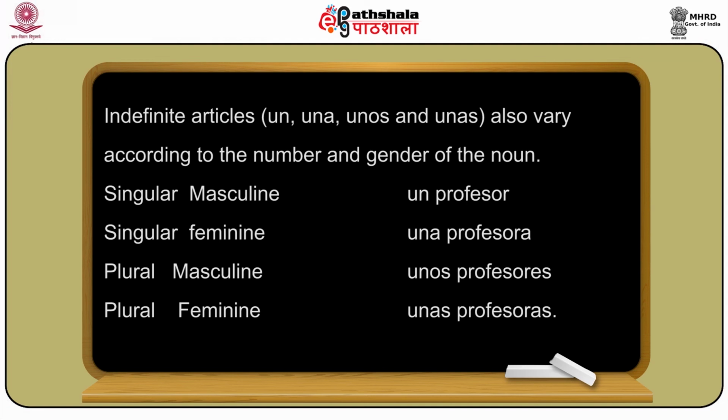For example, let's see, singular masculine will be un profesor, meaning one professor. Singular feminine will be una profesora, meaning one professor, but una because profesora is a female. Then unos profesores will mean some professors, and unas profesoras will mean some professors, but it will be when there are only females.